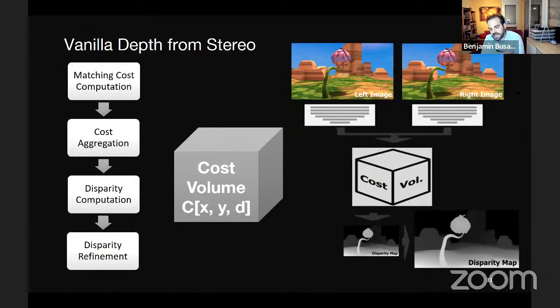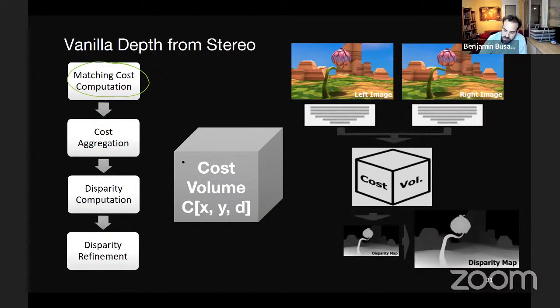For this, we look into the classical problem. The classical problem of stereo is basically you want to match left and right images. And for this, you compute a so-called cost volume that encodes these disparity differences.